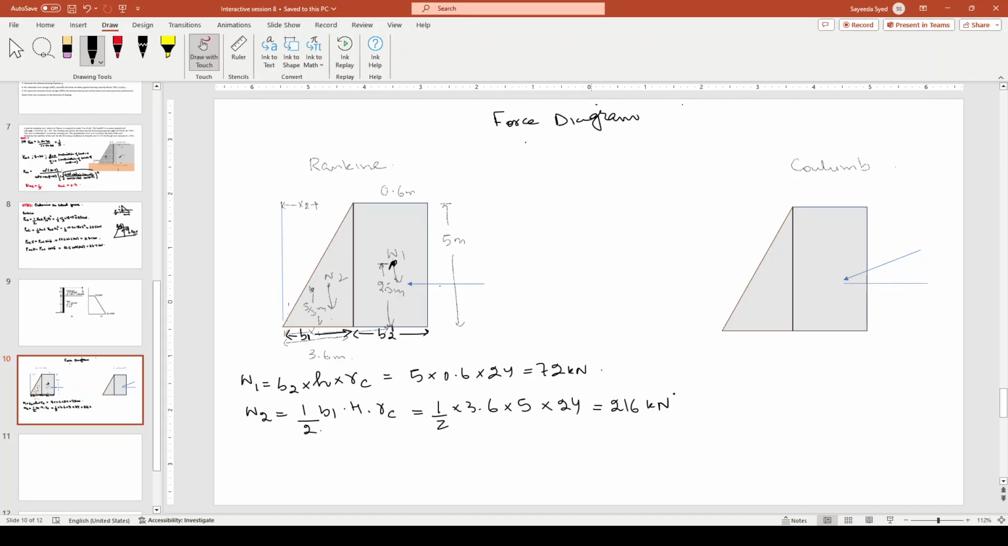So the total weight will be W1 plus W2. See here, we are not calculating any soil weight because of the shape of the wall, 288 kilonewton.